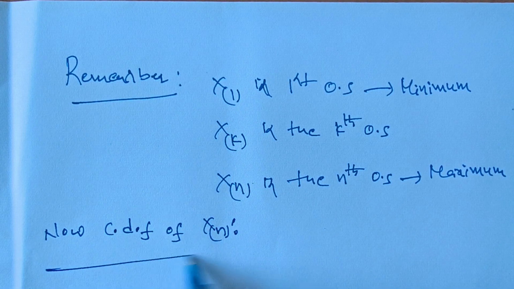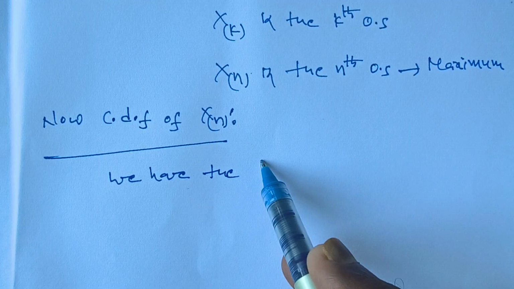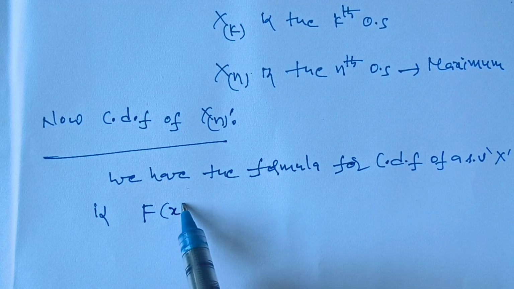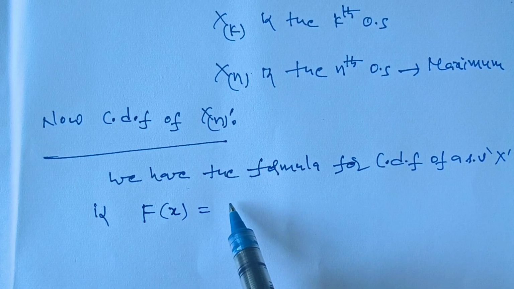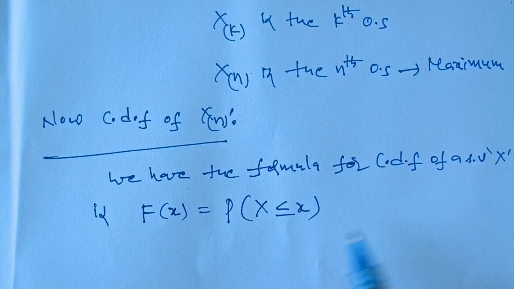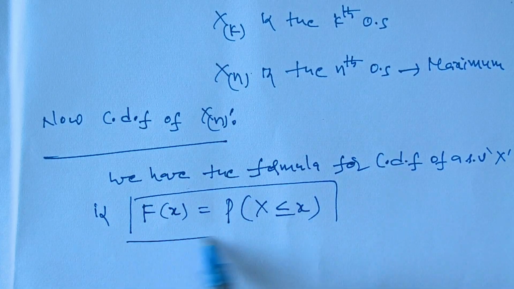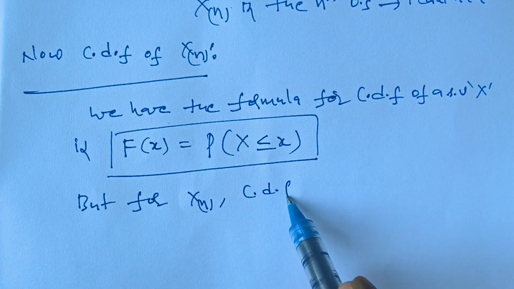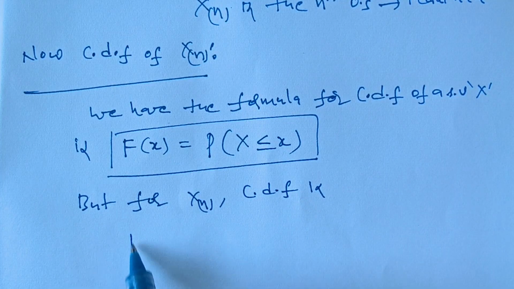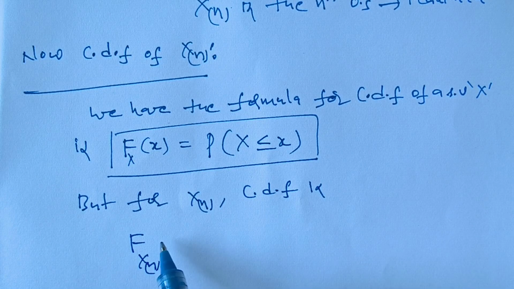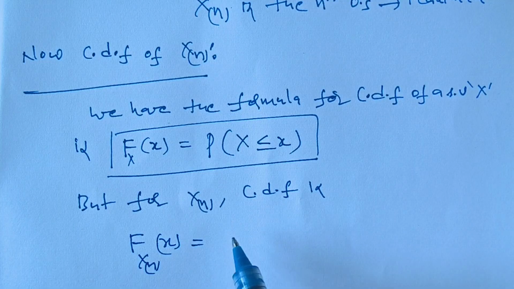Now we will check the CDF of all of the above. Suppose now we are going to find the CDF of the maximum value order statistic, that is X suffix bracket n. We have the formula for the CDF of a random variable X: capital F of x is equal to the probability of X less than or equal to small x. But for the order statistic X suffix bracket n, the above formula can be converted like this.